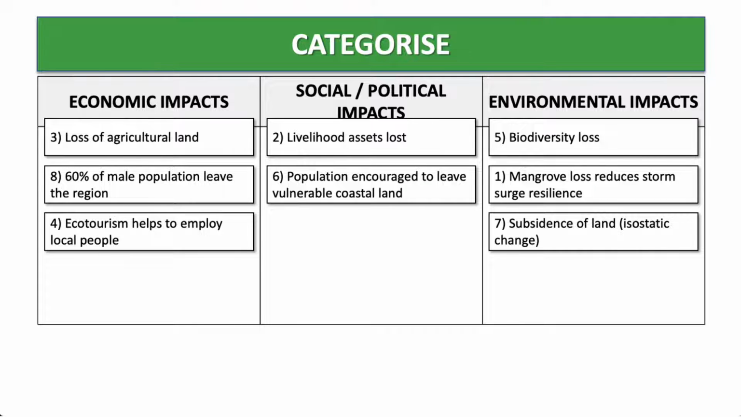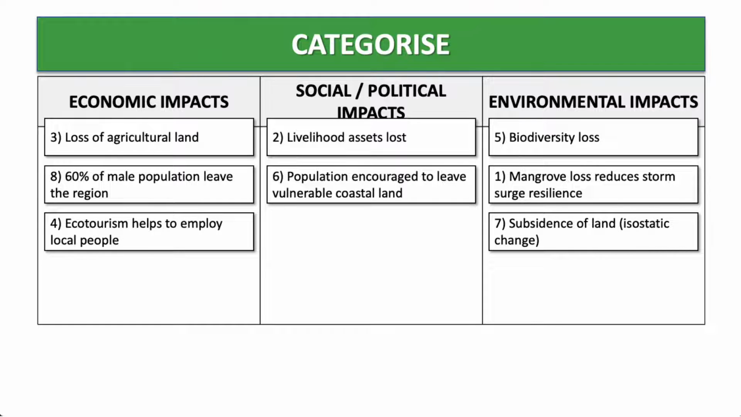And we've got ecotourism helping to employ local people. So we've got positives there and negatives. So when we talk about impacts, we could be positive or negative impacts. With social and political impacts, we've got livelihood assets lost and population encouraged to leave vulnerable coastal land. So people being displaced might be an issue here.